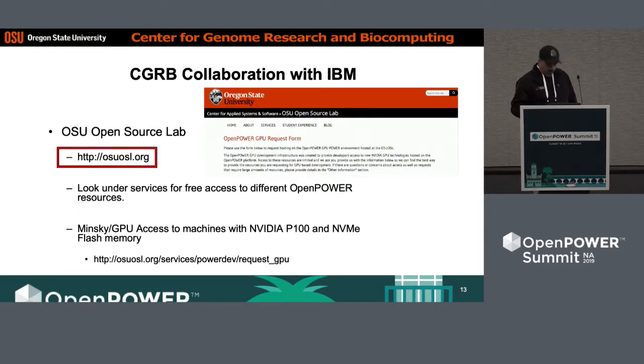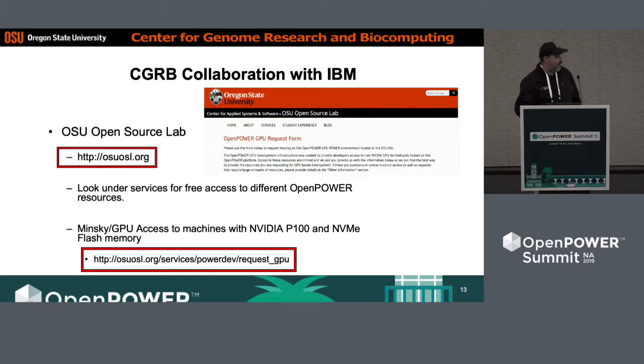Let's go here. OSU, OSL, and then the GPU request. We realized that there were a lot of limits associated with people moving onto GPU hardware, and we constantly got this question because we're working in this space.